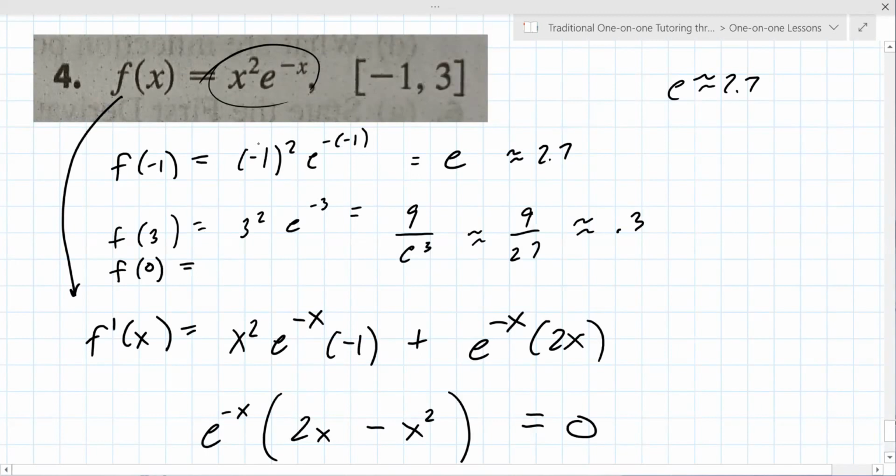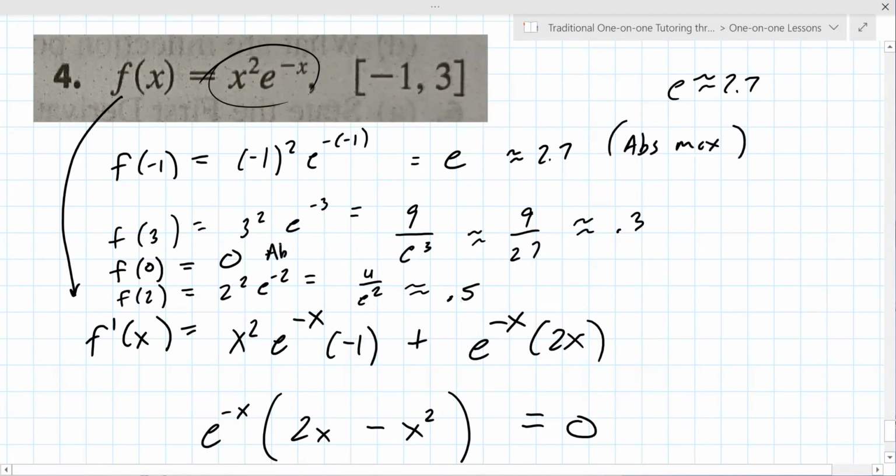So f of 0 is 0 because it's 0 squared times whatever. And then f of 2 is 2 squared e to the minus 2. So it's 4 over e squared. It is about 1/2-ish. Okay, so now you look at these 4 numbers, 2.7, 0.3, 0, and 0.5. Which is the biggest? Which is the smallest? Absolute max, absolute min.